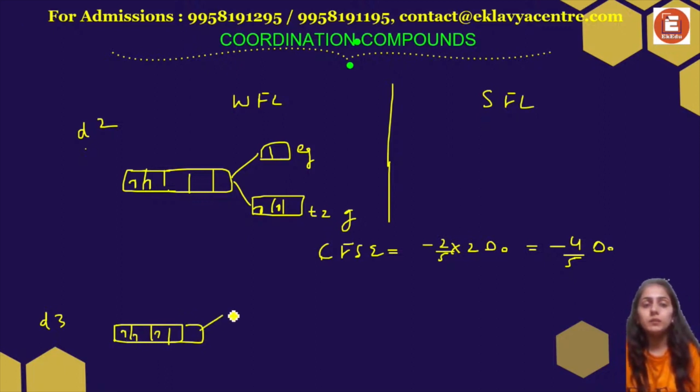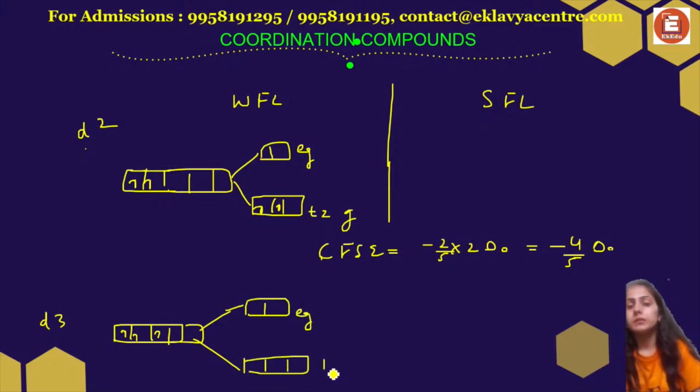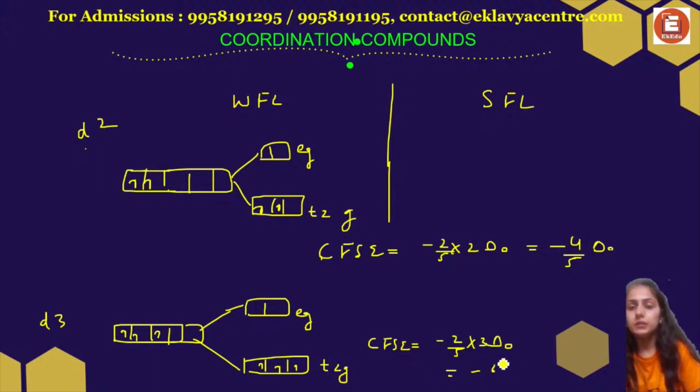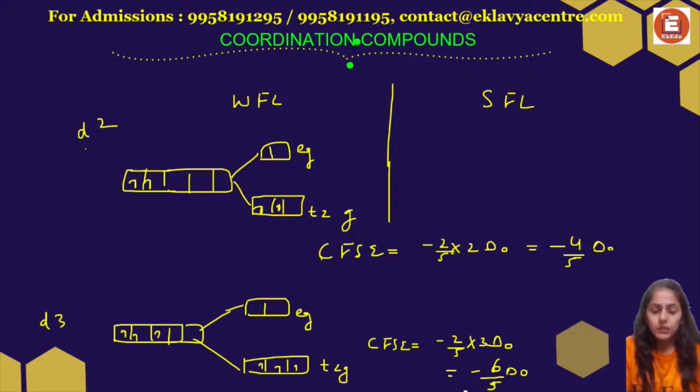1, 2, 3. Eg will be empty, and we have only t2g orbitals occupied. So what happens? CFSE will be minus 2 by 5 into 3 delta O, which is minus 6 by 5 delta O. This is the value, right? Now, if you see these cases, d1, d2, d3, the value of CFSE, whether you take strong field ligand or weak field ligand, will remain the same.